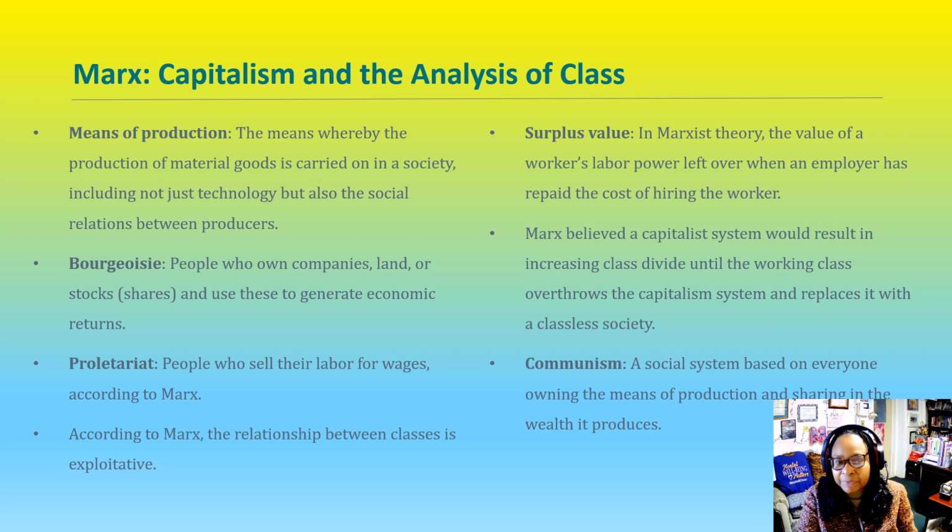According to Marx, the person who controls the means of production is the person that ultimately has the power. He breaks down different groups in society, such as the bourgeoisie, who own companies, or in other words, own the means of production, while the proletariat, according to Marx, is the one who sells their labor for wages.